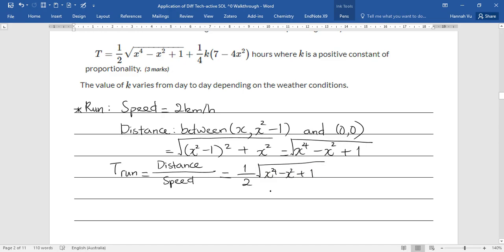Okay. Now the swimming time, I don't like this part of the question. I think it's a little bit clumsy, but basically the swimming time is proportional to the difference between the y coordinates of the desalination plant and the point where he enters the river.